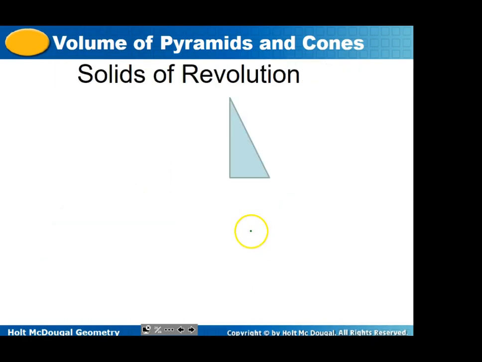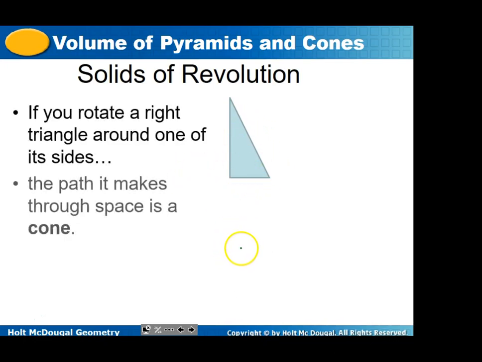And the last thing we're going to talk about today are solids of revolution. So on this one, if we take this right triangle and we rotate it 360 degrees, when we do that, we're going to get a cone. So if we were to rotate this all the way around, in other words, we had an axis of rotation here and we started rotating this thing all the way around, we would get this cone.